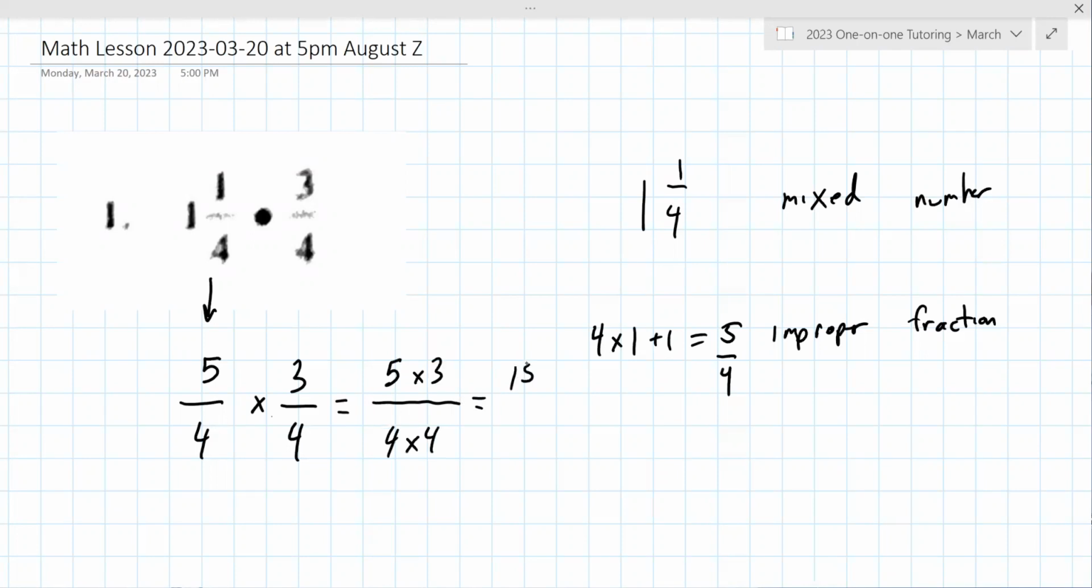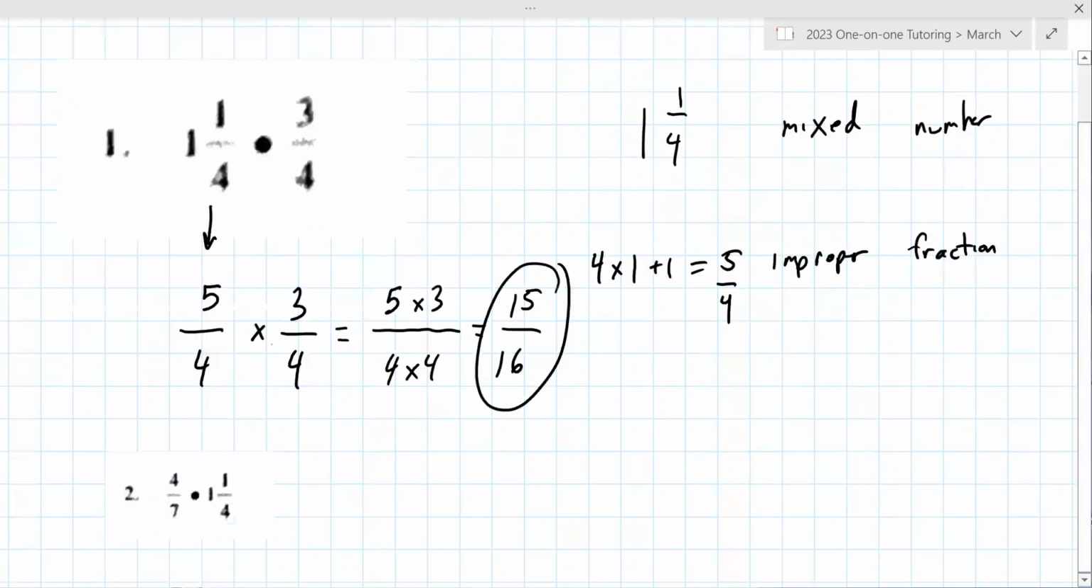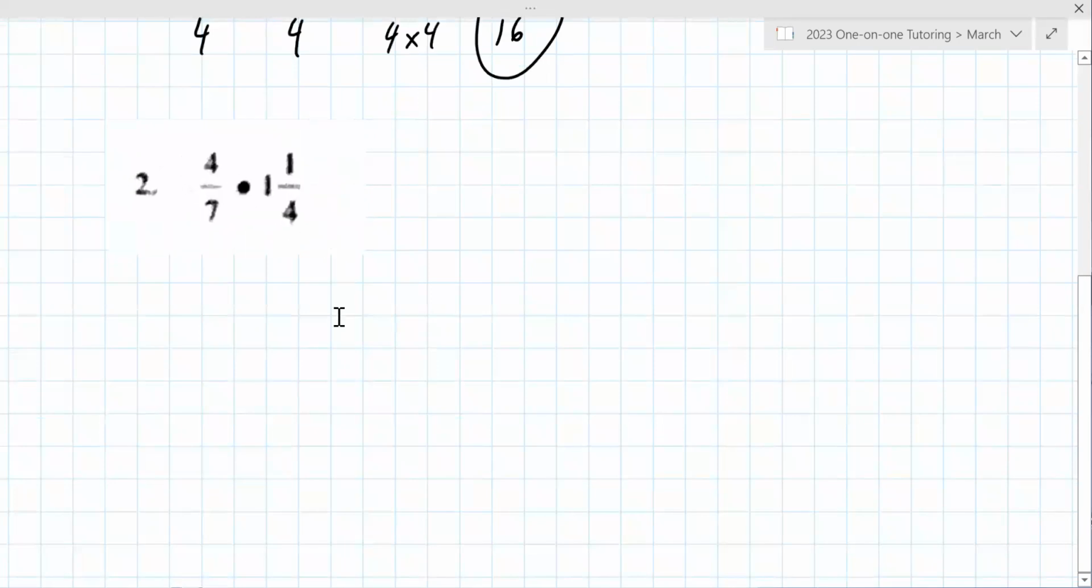15 over 16, 4 times 4. Yes. And that's your final answer. That is lowest form. There's no simplification needed. Okay. Any questions before we move on to number 2? Great. And this one again, it's going to be 4 over 7 times 5 over 4.